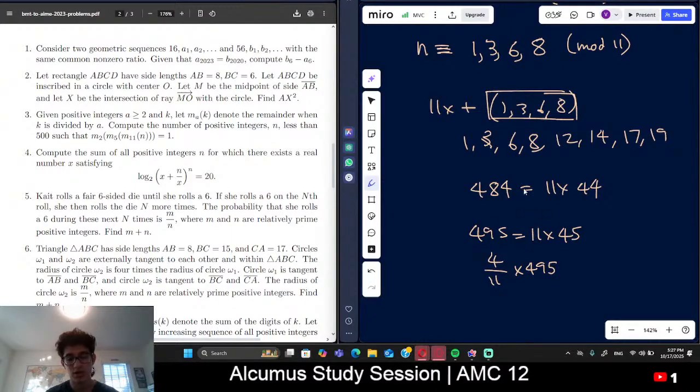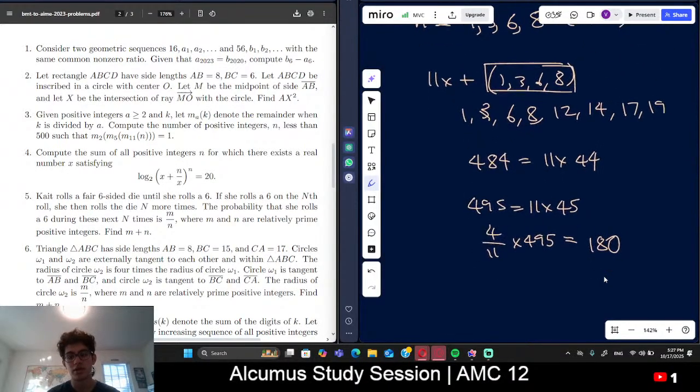All of these will work. And so that's going to give us 45 times 4, which is 180. And then what after that, right? After that, we're going to get 495 plus 1, 495 plus 3, 498, and then we're done. So it's going to be 182. And I think we're done with that.